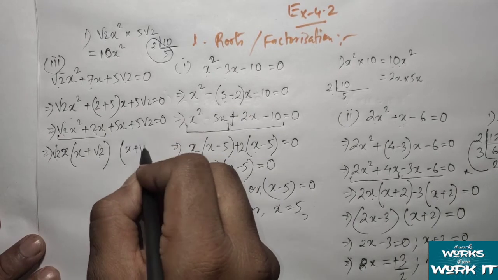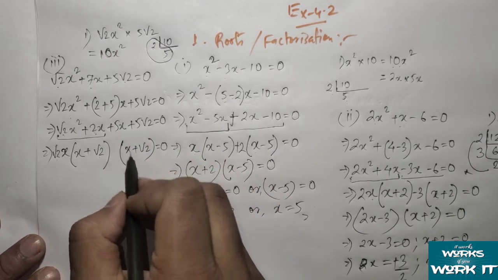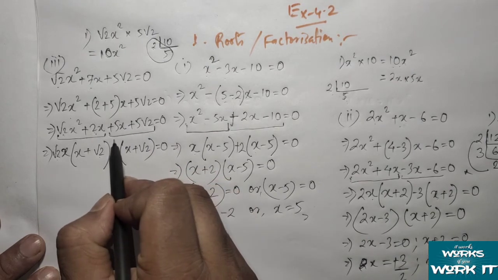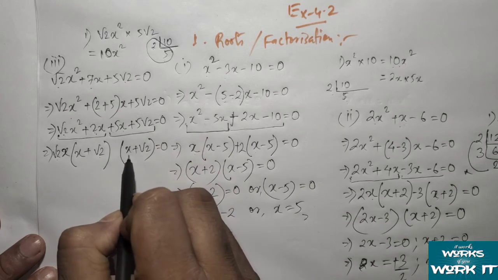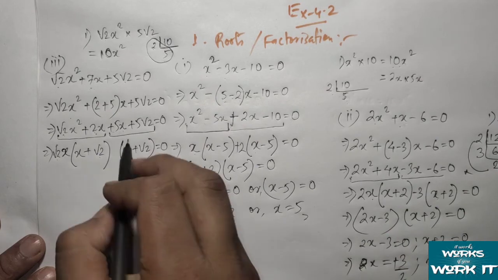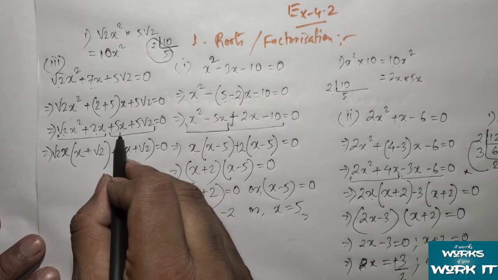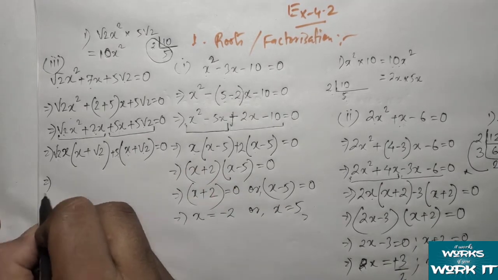So here I'm writing directly x plus root 2, whatever I have got here, equal to 0. So from here we will start taking the common factors. Already we have plus 5x, and here we have got x. So what needs to be multiplied with x so that our answer comes 5x? So I will add plus 5. Okay, so plus 5 into x is 5x, and 5 into root 2 gives us 5 root 2.